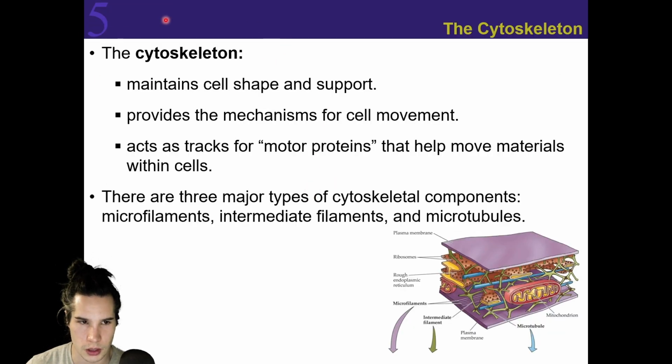All right, so the main treat of this video is the cytoskeleton. Let's talk about the cytoskeleton. The cytoskeleton is going to help maintain your cell shape and support that cell shape. It's going to provide mechanisms for cell movement, so things like your flagella or your cilia. And it's also going to act as a track for motor proteins, which help move materials to different locations of the cell. There are three different types of cytoskeletal components, which we're going to talk about in detail: microfilaments, intermediate filaments, and microtubules.